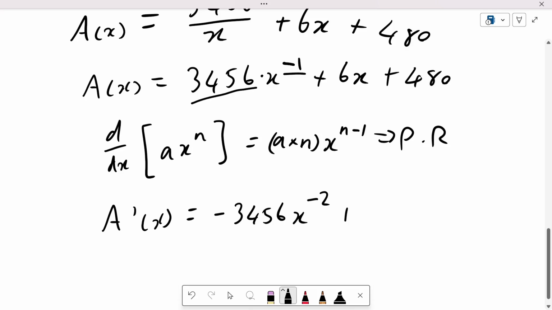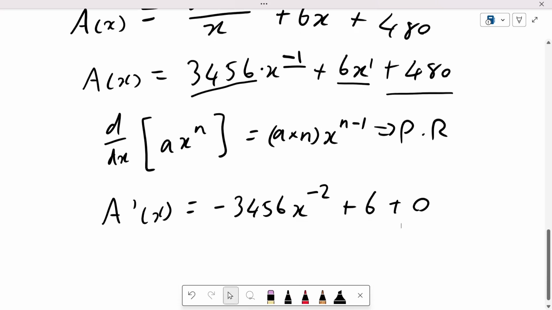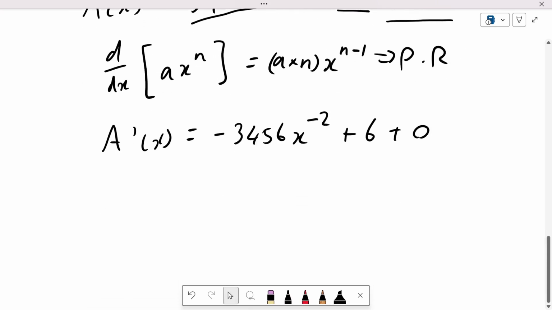And then we're going to have plus the derivative of 6x. It's going to be 6 multiplied by 1, because you can see the exponent here is 1, which is going to give us 6. And then x to the power of 1 minus 1 is going to be x to the power of 0, and anything to the power of 0 is just 1. So that's multiplied by 1, but we can just leave it as 6. And then the derivative of a constant is just going to be equal to 0. But we don't have to write that down, but I'll keep it there anyway.